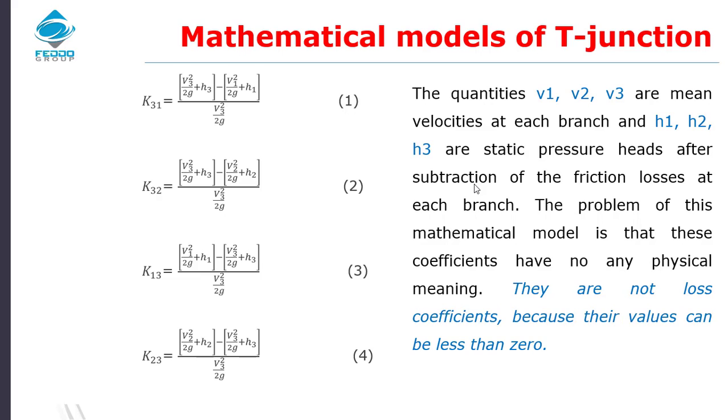They are the mean velocity at each branch, and H1, H2, H3 are the static pressure heads after subtraction of the friction losses at each branch. The problem of this mathematical model is that these coefficients have no physical meaning. So that's the setback with respect to the mathematical model of the T junction. They are not loss coefficients because their values can be less than zero. So that's basically the reason why they have no physical meaning, really.